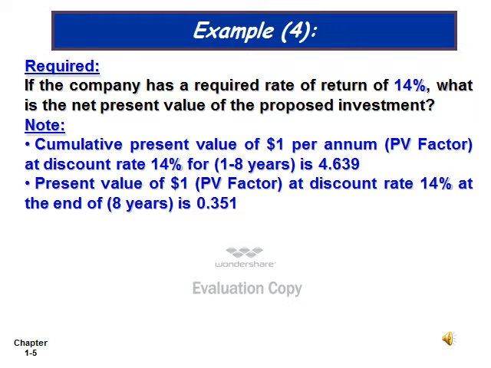Required. If the company has a required rate of return of 14%, what is the net present value of the proposed investment? Note: the cumulative present value of $1 per annum, or present value factor at discount rate 14% for 1 to 8 years, is 4.639. The present value of $1, or present value factor at discount rate 14% at the end of 8 years, is 0.351.